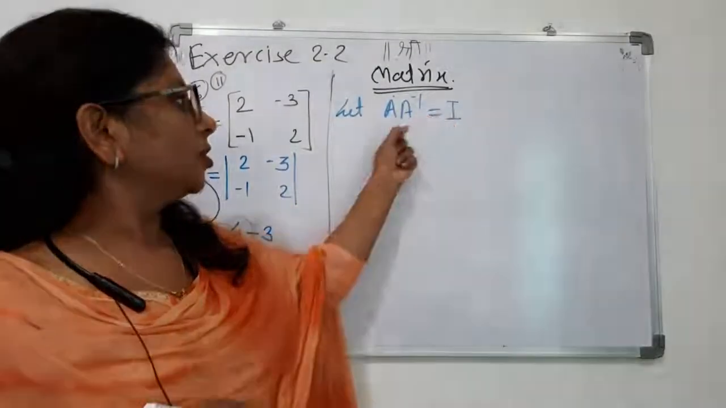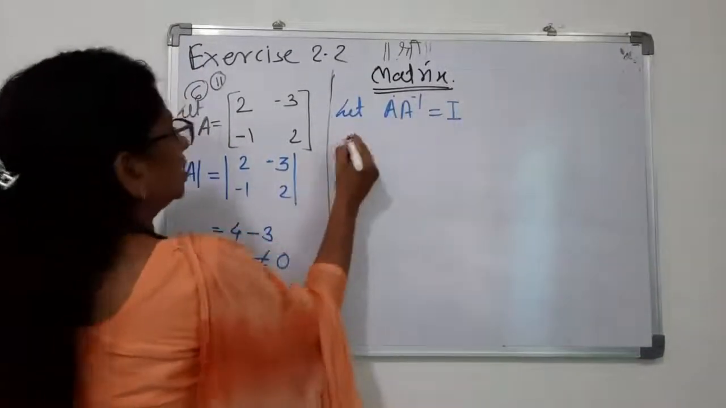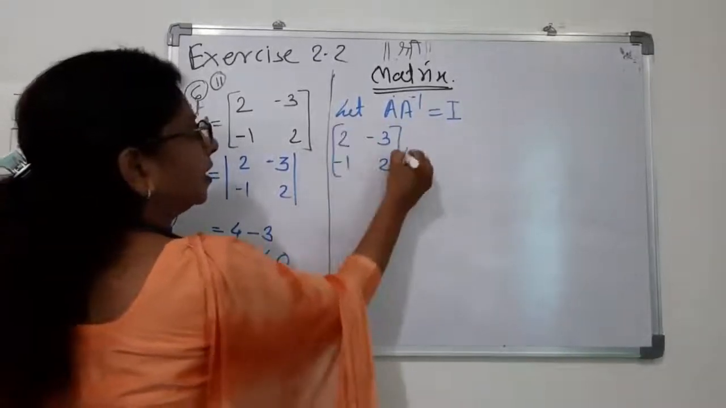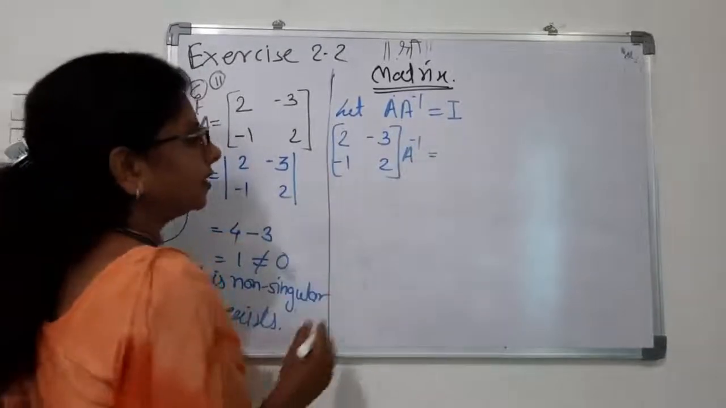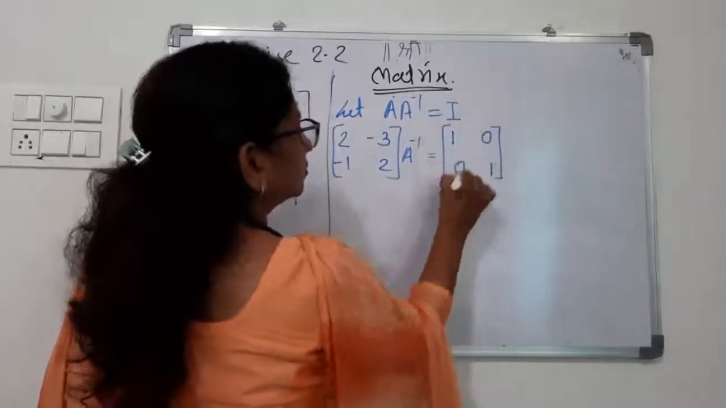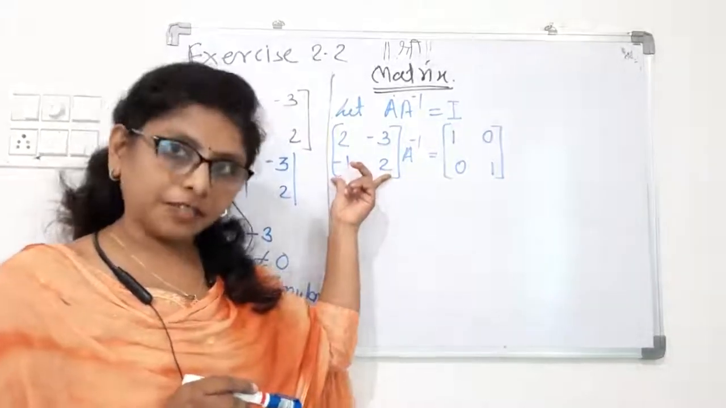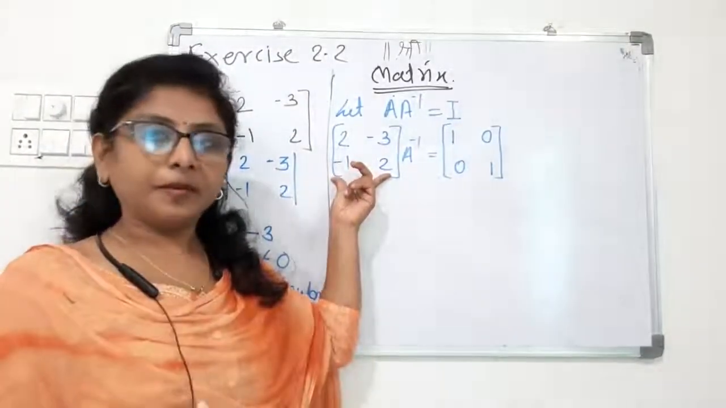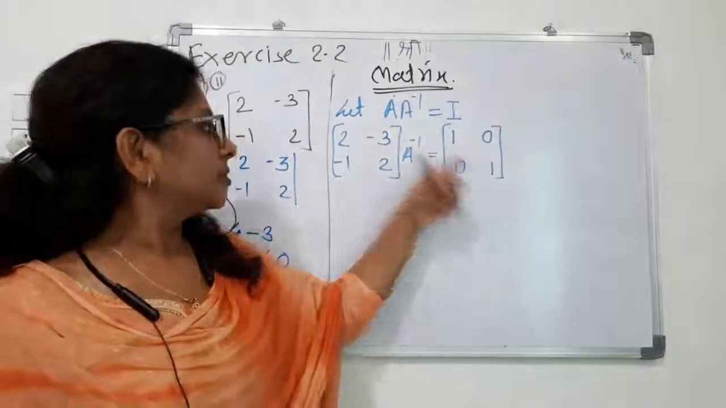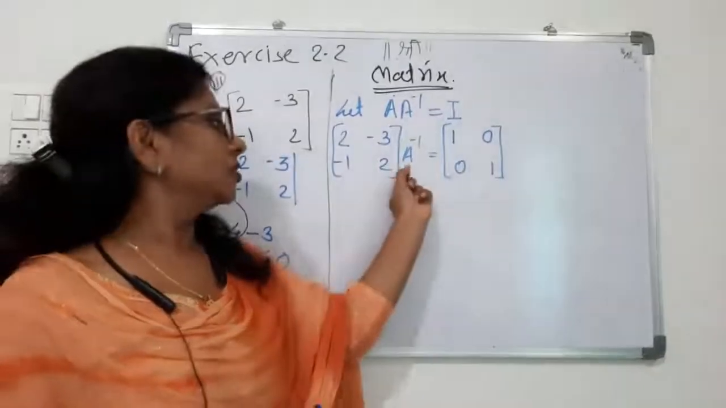For elementary transformation, first we have to write down this and then put the values of A and I. So A is 2, minus 3, minus 1, 2. A inverse as it is, because we need to find that. I is 1, 0, 0, 1. Now again, we have to convert this matrix into an identity matrix with the help of elementary transformations. The same transformation we will apply on this matrix. In the last step, this will be an identity matrix and this will be the inverse of A.